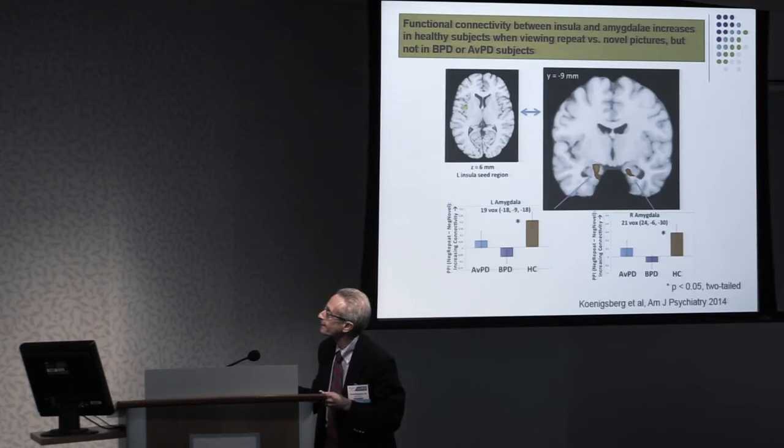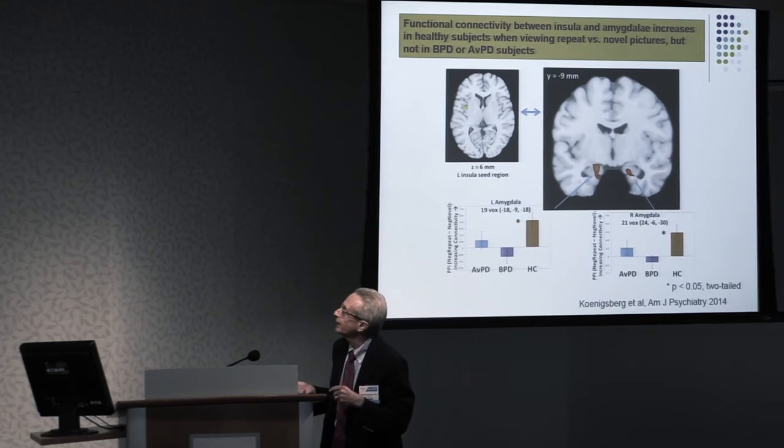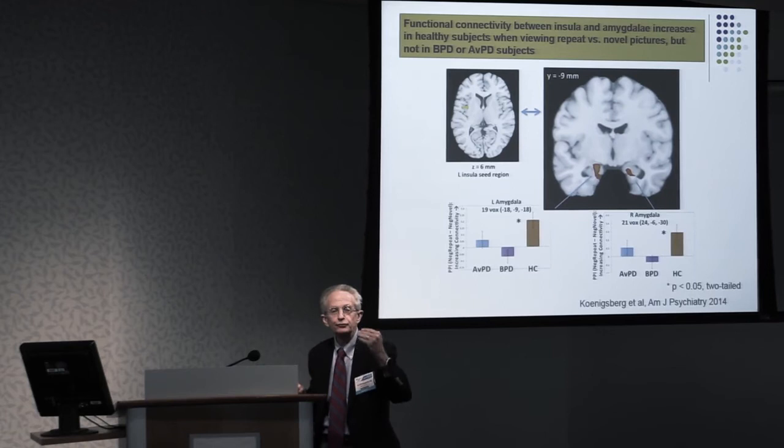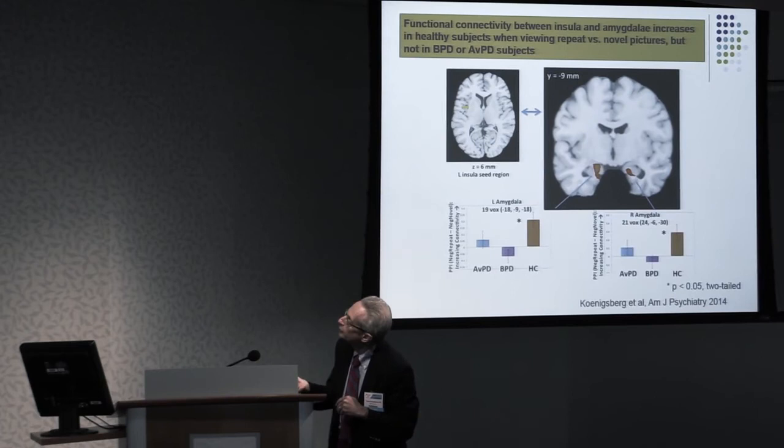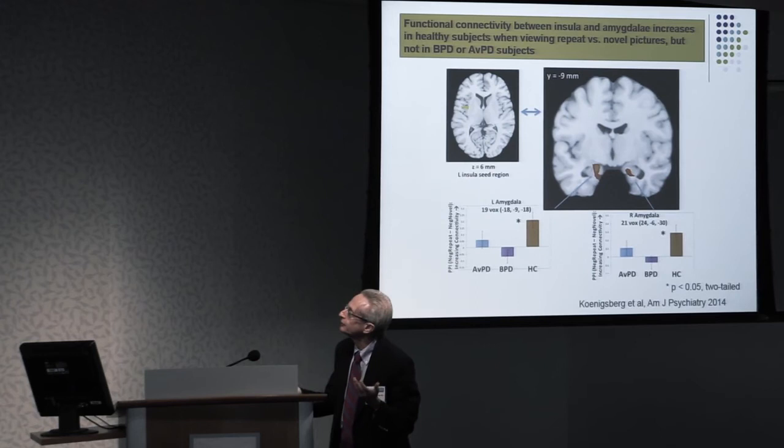We also looked at connectivity. We talked before about networks in the resting state. We also looked at connectivity during this habituation process and found that when healthy subjects are looking at repeat pictures compared to novel pictures, they show greater connectivity between the insula and both the left and right amygdalas. So we used the insula because it's such a key region in emotion processing as the seed region to see what areas showed connectivity during habituation.